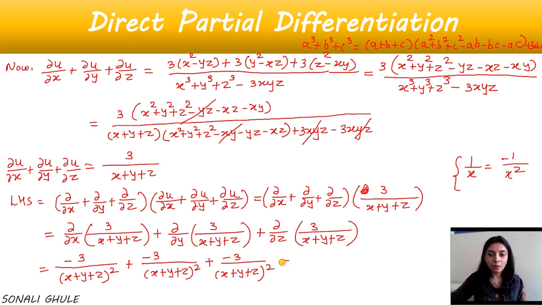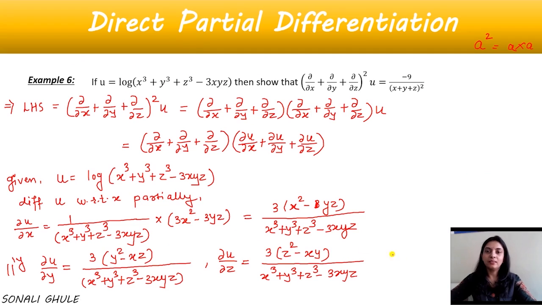Okay, and now here if you see, all the denominators are the same, and whenever your denominators are the same, we can simply add the numerators, or subtract, right? But here we have to do addition. So minus 3 plus minus 3 plus minus 3, so it is minus 9 upon (x plus y plus z) whole square. And I think now this is our required right hand side. You can check here, this is our required right hand side.